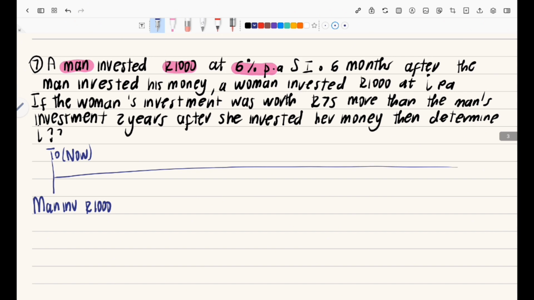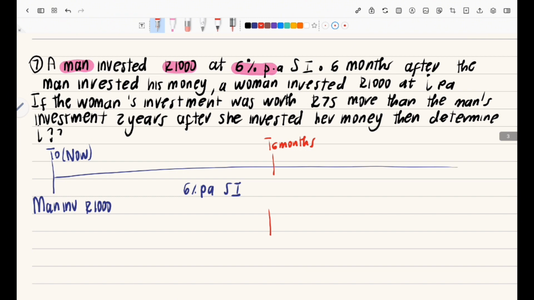So this is at 6% per annum simple interest. And then you are told that 6 months after the man invested, so at time period 6 months, a woman now invested 1,000 at I per annum, right? So we are not told it's in the same account. We are just told that after the man has invested for 6 months, another woman enters the market, right?